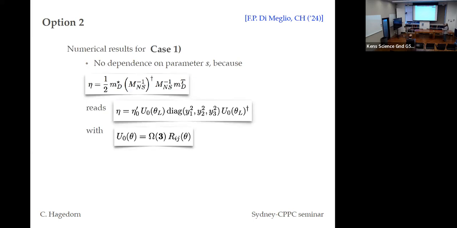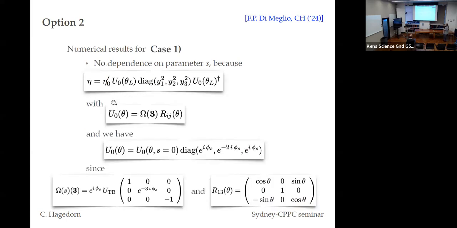So let me maybe just talk about case one. For case one, you saw that we had this parameter S, which tells us the CP symmetry. Actually, if you look at this eta here, this S disappears, because you can write the matrix U0 or theta, which is relevant for the eta, separately. You can separate out the dependence on S, which you understand analytically if you look at the forms of these matrices, which means it drops out here because we have this combination of U0 and U0 dagger.